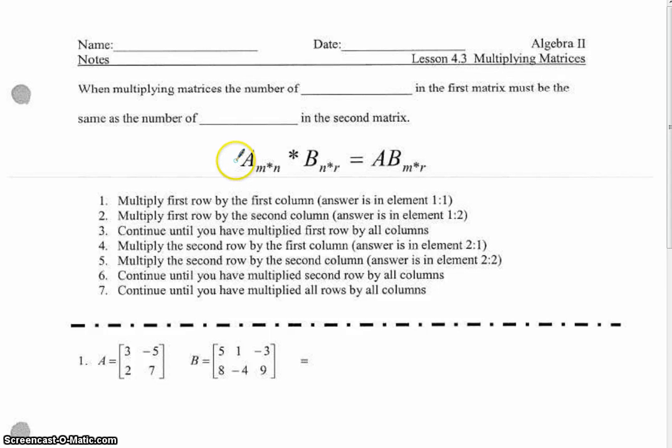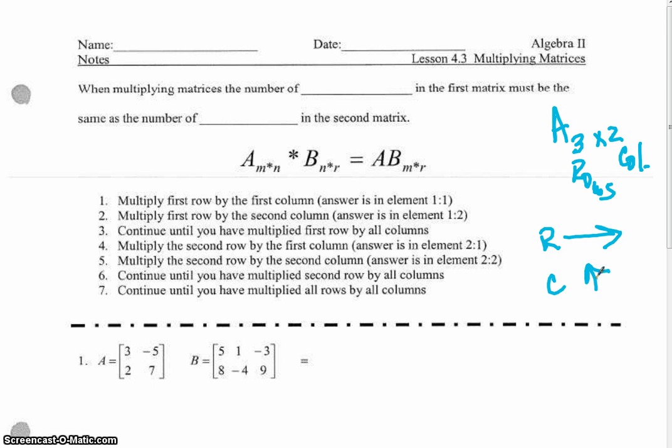This is for Algebra 2. We're going to multiply matrices today. The first thing you have to realize is that when you have a matrix, like on this number 1, you identify it based on the number of rows and the number of columns it has. So if I have A that's a 3 by 2, that means I have 3 rows by 2 columns. Remember that a row runs across the page and that a column goes up and down.